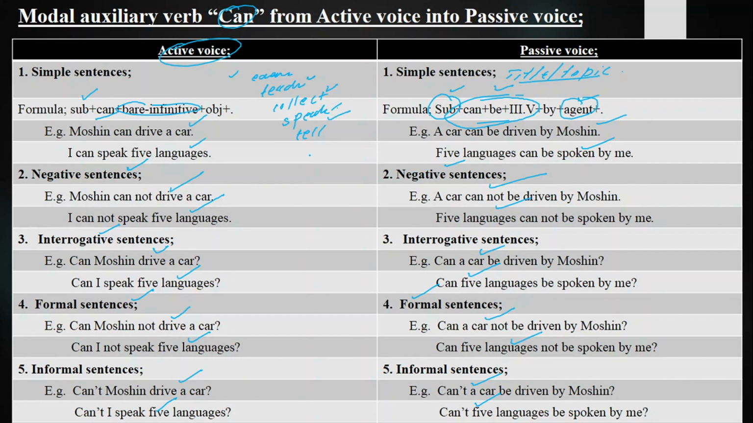You can tell me a story. A story can be told by you. A story cannot be told by you. Can a story be told by you? Can a story not be told by you? Can't a story be told by you? So this is the way to change them from active voice into passive voice.